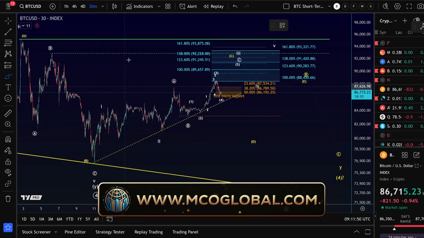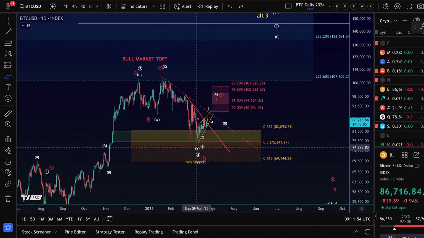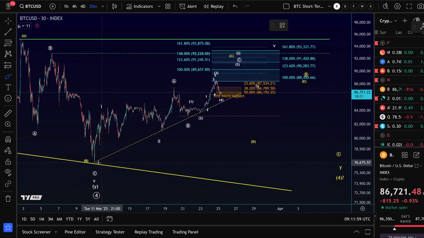And a quick explanation: what we're doing is just zooming in to take a look at the detailed structures. This would be a wave 1, this first rally, then a wave 2 pullback, a 1-2 setup, potential flat correction in a diagonal structure to the upside here.